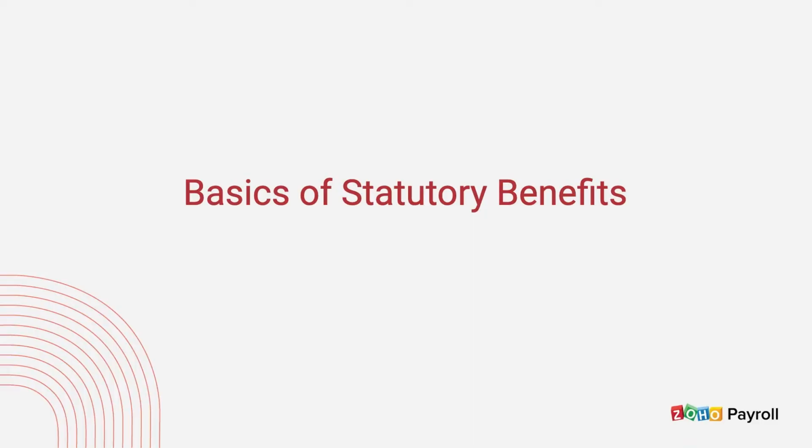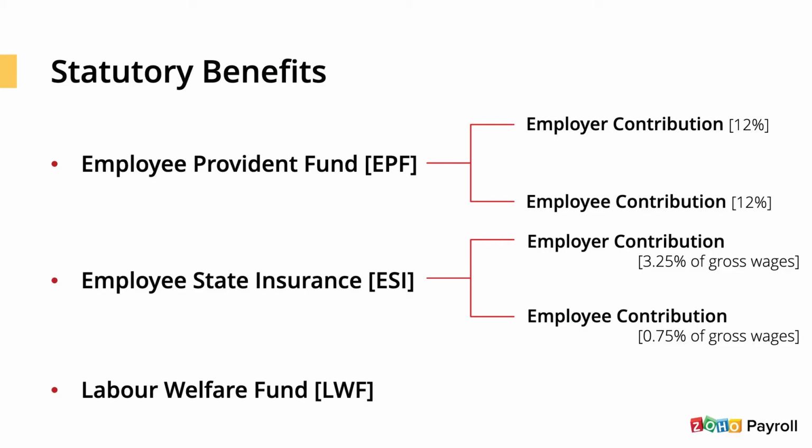Now let's learn the basics of statutory benefits. They are government-based schemes which look after the welfare and well-being of employees during the course of employment. These statutory schemes also benefit the employee post their retirement from services. There are three main statutory benefits: Employee Provident Fund, Employee State Insurance, and Labor Welfare Fund.